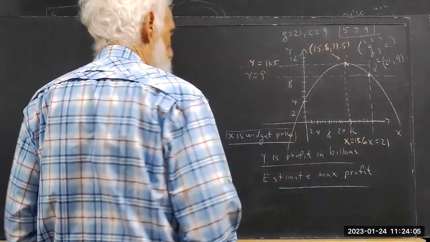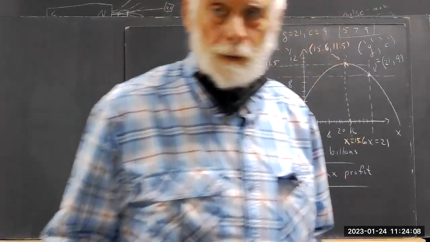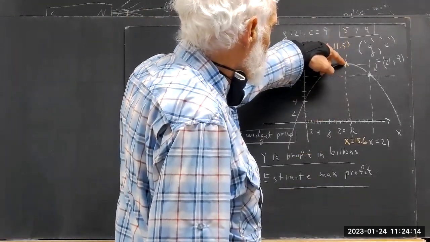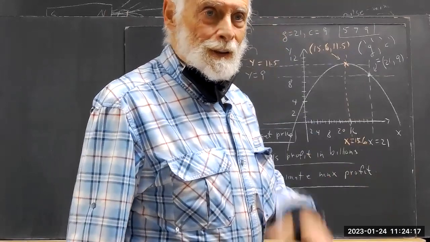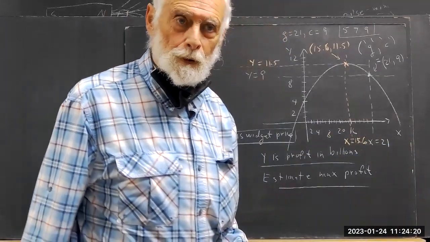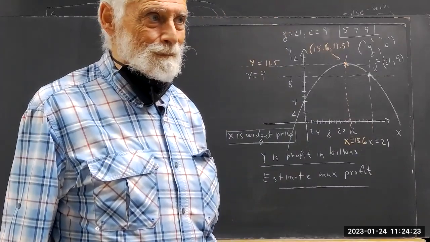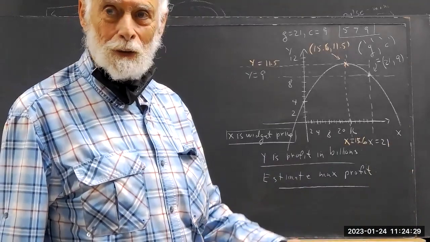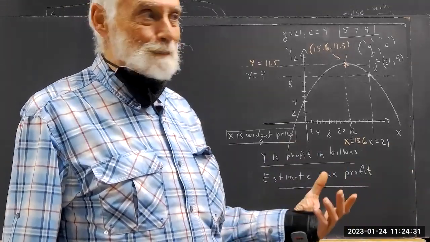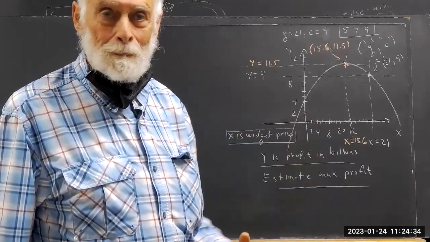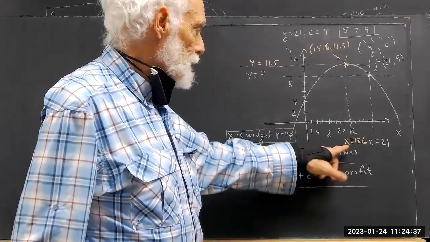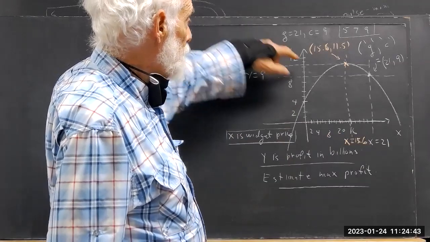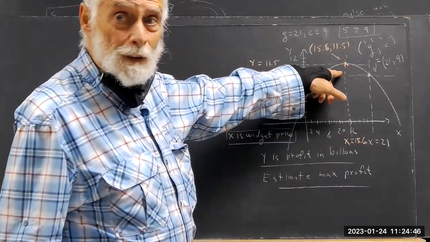X is a widget function. And of course, for this point, X is 15.6. So you're selling your widgets for $15.6 or $15,600, whatever your widgets happen to be. Widgets are just a catch-all term used a lot in economics. So that is the price of something you're selling, or it is something you're selling. This would be the price of that thing. Y equals 11.5. Okay, what's that 11.5? Well, that's your profit, isn't it?